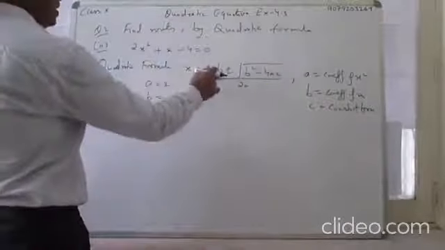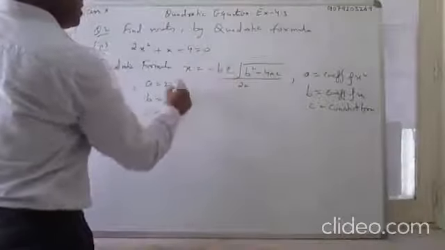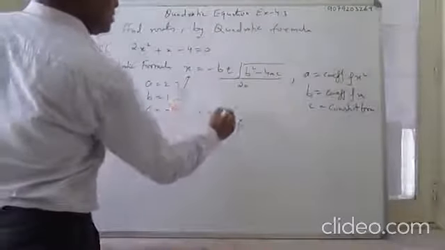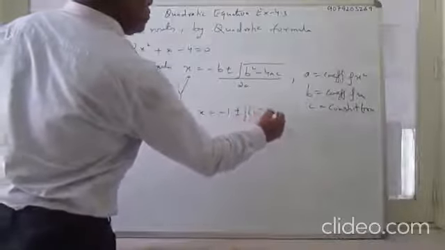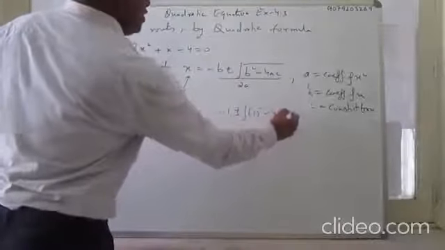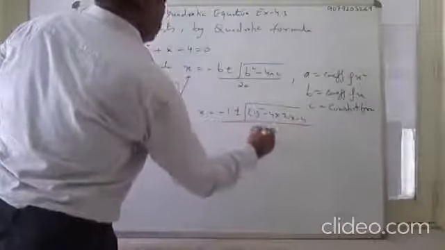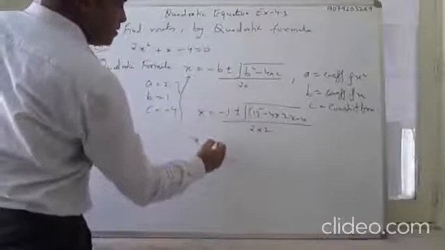Put it here. What will you put in place of b? Put it in this. x is equal to minus 1 plus minus 1 square minus 4 into a, which is 2, into c, which is minus 4, upon 2 into 2. Putting all the values, now simplify it.